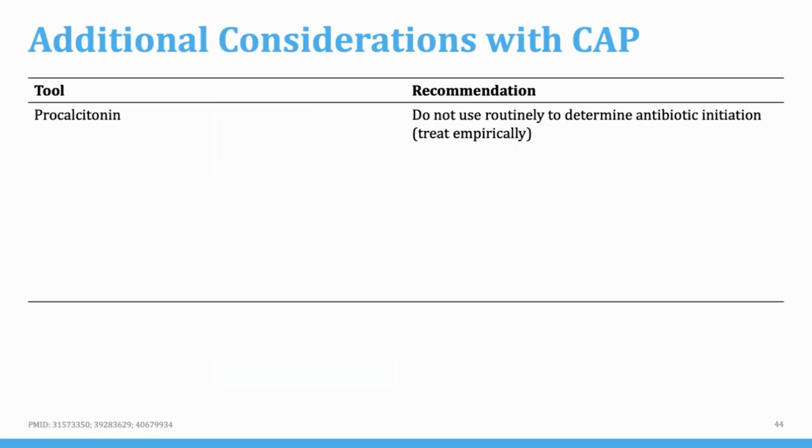Some additional considerations with CAP. Procalcitonin is a tool that's gained favor over the past few years. Keep in mind, you shouldn't use it routinely to determine initiation of antibiotics. You should still treat empirically based on their clinical presentation. It's primarily a tool to use potentially for de-escalation or discontinuation of antibiotics.